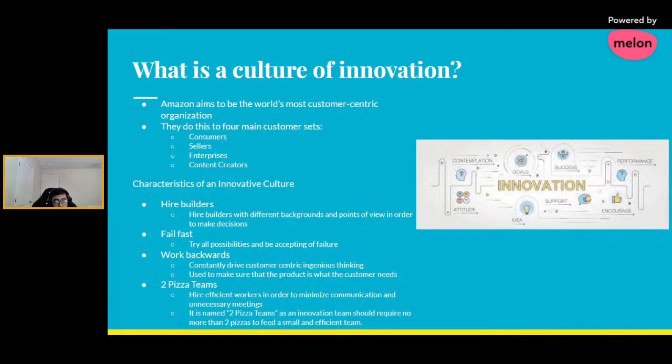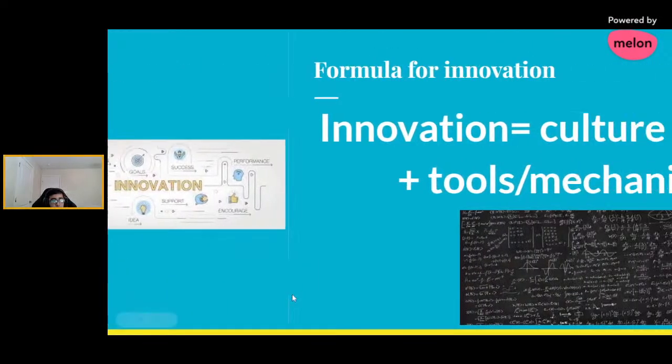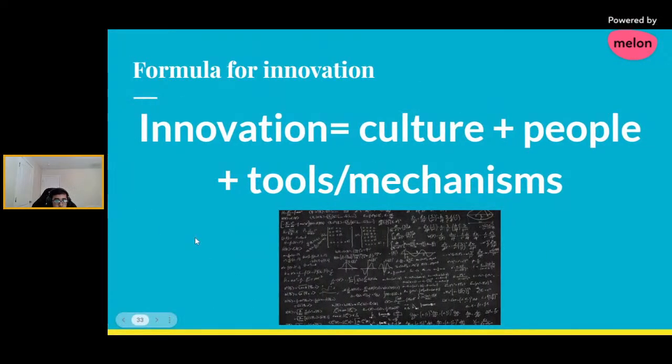It is named 2 pizza teams as an innovation team should require no more than 2 pizzas to feed a small and efficient team. So basically, what this is saying is that it's better to have quality of small team members, or like a small amount of team members, over just a large amount of team members for nothing. That's basically what 2 pizza teams means. All right, something to remember here is that the formula for innovation is that culture plus people plus tools and mechanisms. So all of these 3 things come together to form innovation.